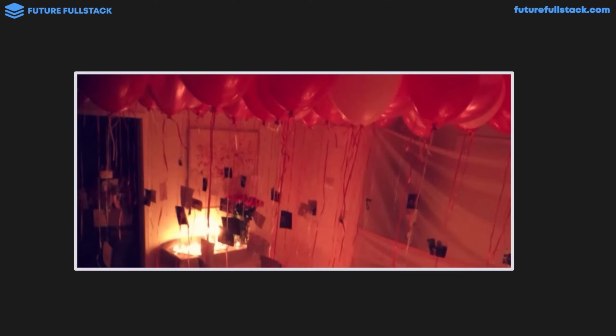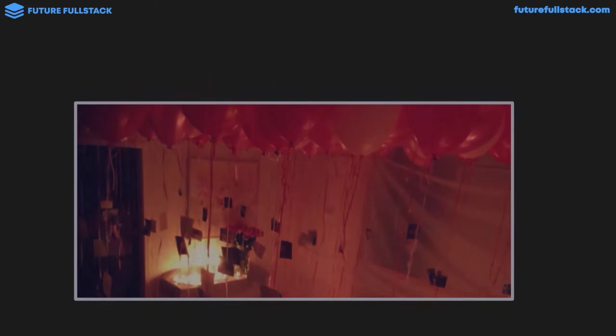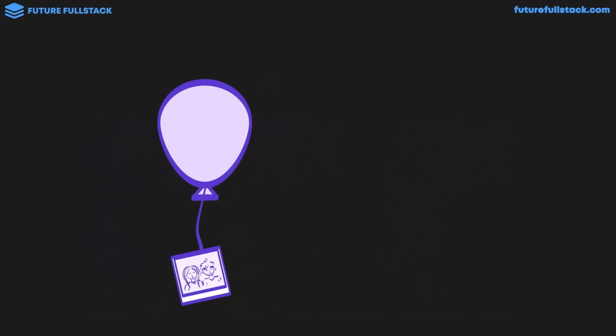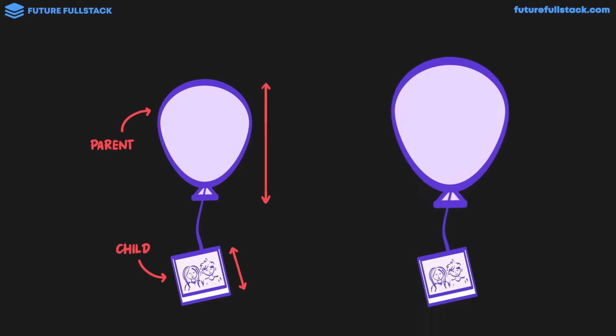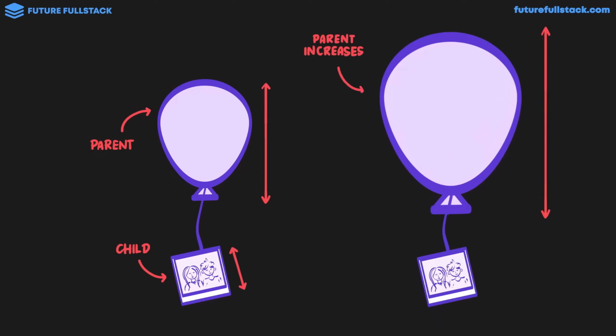Anyways, the reason this is relevant is because it's actually a great way for me to show you the difference between absolute and relative units. So here's the balloon with the string dangling off it and attached a photograph of me and my wife. We're going to say the balloon is the parent, which has this height, and the photograph is the child, which has this height. Now, if I increase the size of the balloon, we can say that the parent increases. Now, the balloon increasing in size has absolutely no effect on the photograph increasing in size. It remains the same size, so there's no change in the child. This is how absolute units work. We can adjust parent elements without having any direct effect on child elements.